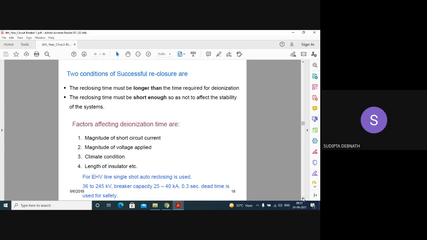Now, factors affecting deionization time are the magnitude of short circuit current. You can understand that if the short circuit current is lower, then the deionization time will be lower. The magnitude of voltage, climatic condition, length of insulator, all these things. Okay. Now, this is an example.